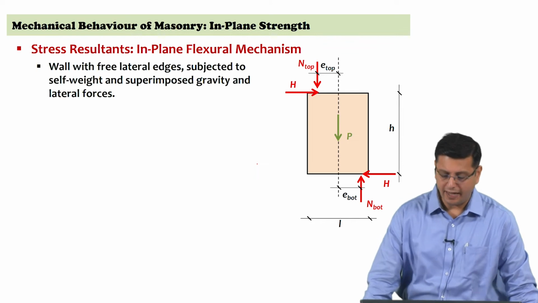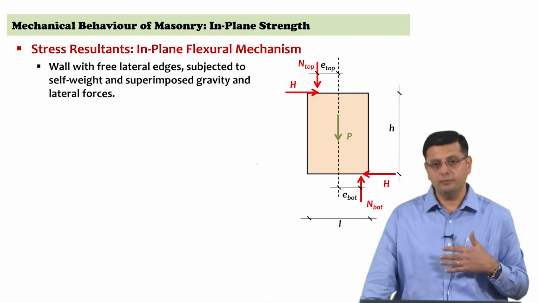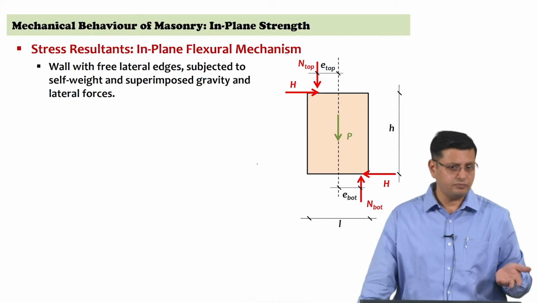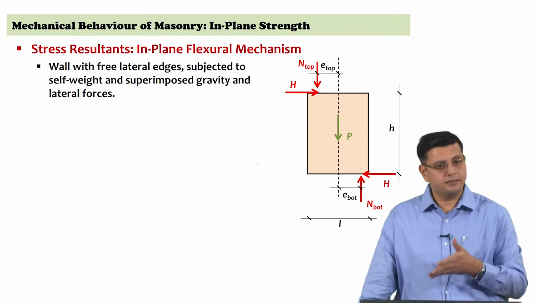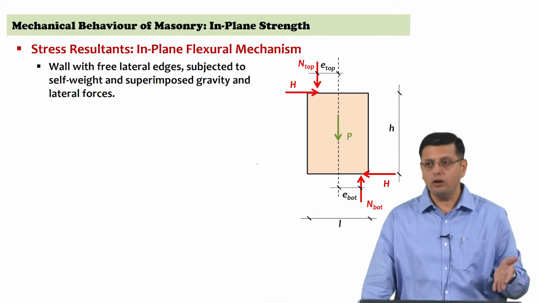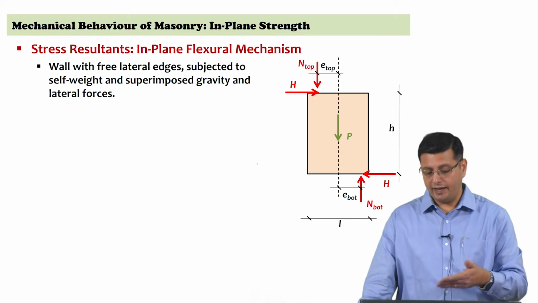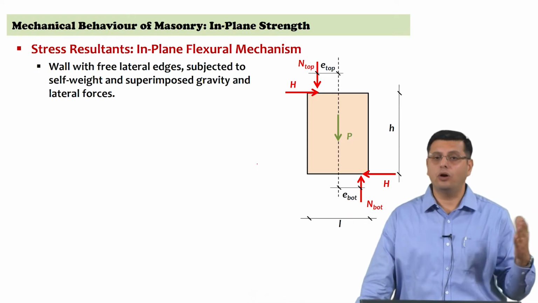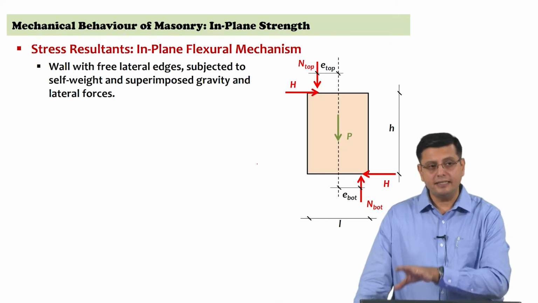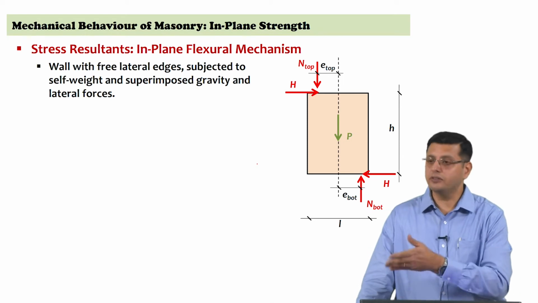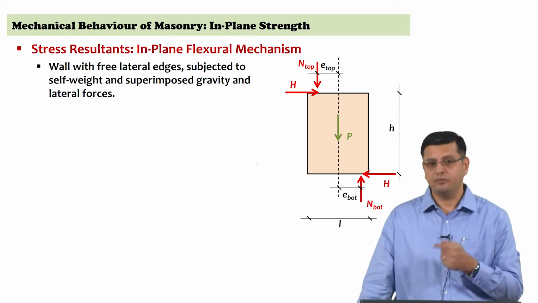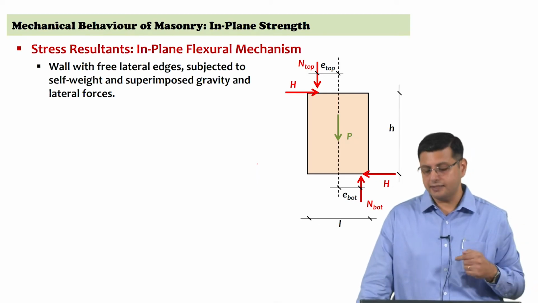So, let us examine the first criterion, the first mechanism, the in-plane flexural mechanism, and here we are really considering a wall that has boundary conditions at the top and the bottom. It is free on the two lateral edges. Of course, that is an ideal situation. You might have a condition where there is a return wall, the wall is flanged, or the spandrel of a wall can also be a lateral boundary condition. However, we are examining an idealized case where the wall is free on the lateral edges and is subjected to its self weight, and there is superimposed gravity load, and there is lateral load acting on the wall.